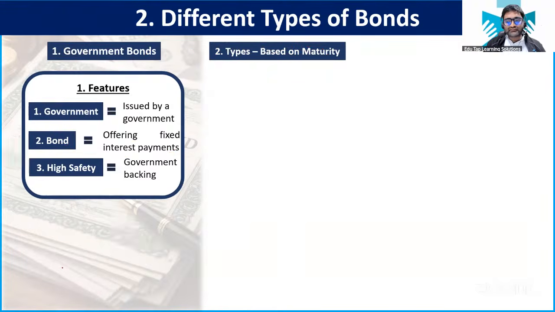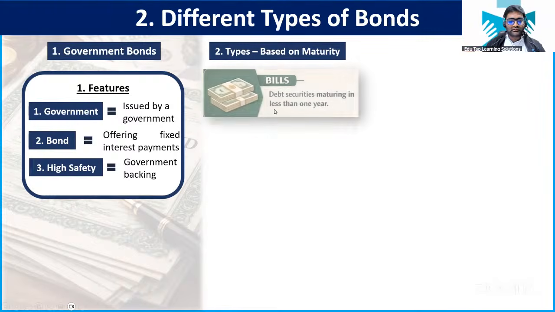Now, based upon the maturity, we can classify this particular bond into three kinds. The first one is called a bill. Maturity means the tenure of that particular bond, right? So here, bills are those with maturity of less than 1 year.